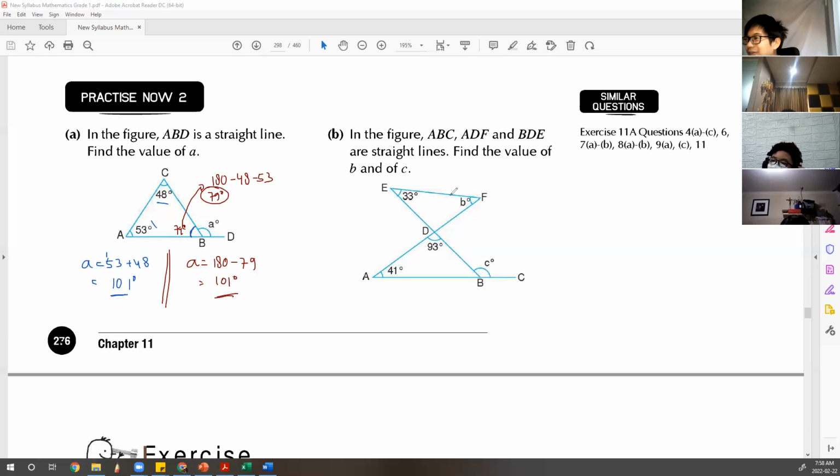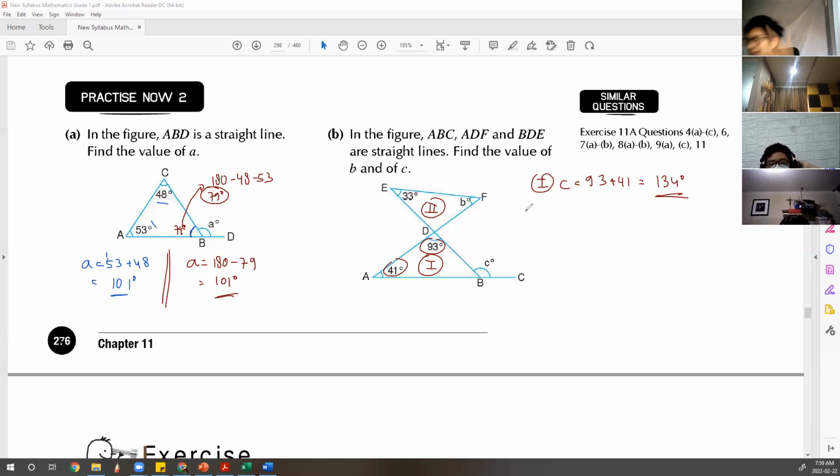Now, how to find the value of B and of C? I think I can find the value of C because we already learned about the exterior angle. So C, look at this triangle. Focus on the first triangle. This is the second triangle. If we focus on the first triangle, we know that the angle C is the exterior and the two opposites are 93 and 41. Just add it up, and that's all. 134 degrees. Done.